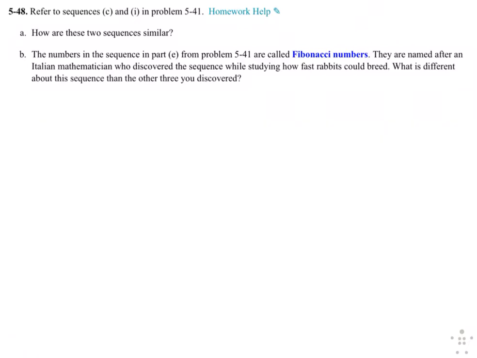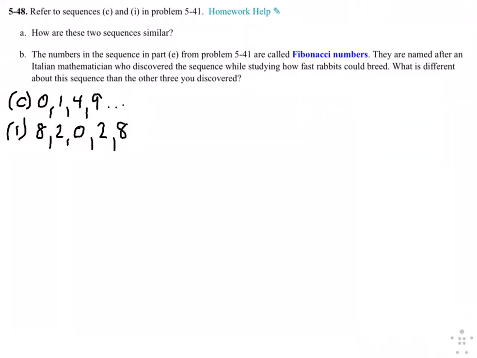Okay, so this says refer to the sequences C and I. So just so we remember, sequence C was 0, 1, 4, 9, right? And sequence I was 8, 2, 0, 2, 8, 18.